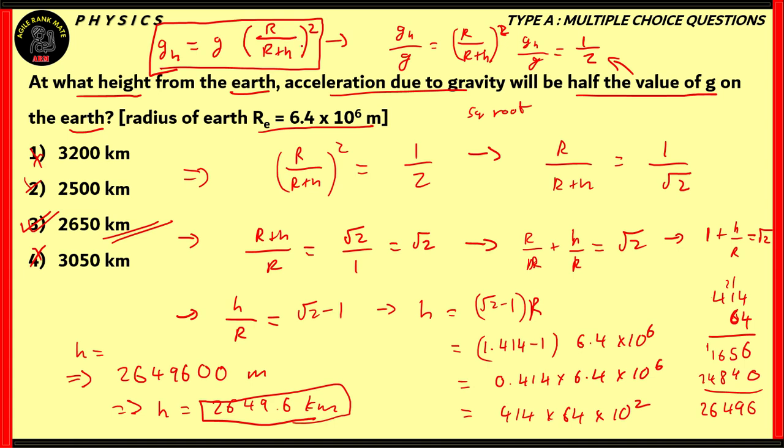Using that, we just had to play around with the quantities in order to make our calculations as simple as possible. And once we did that, we got the answer as 2,650 kilometers. So option 3 is the right option.